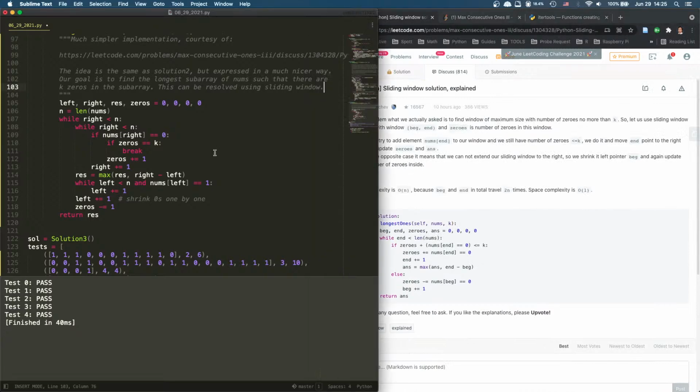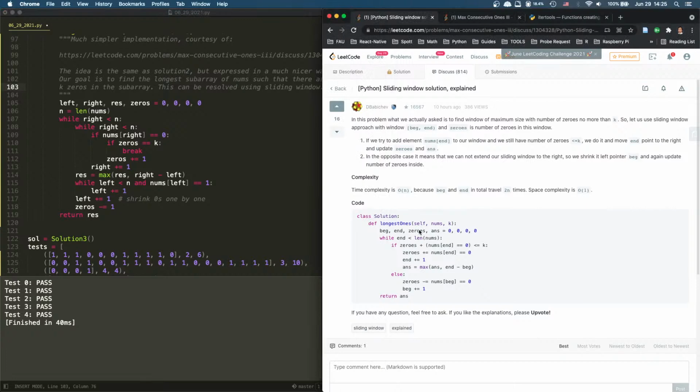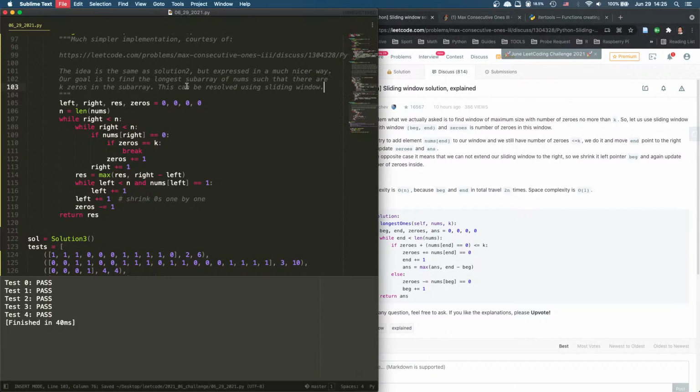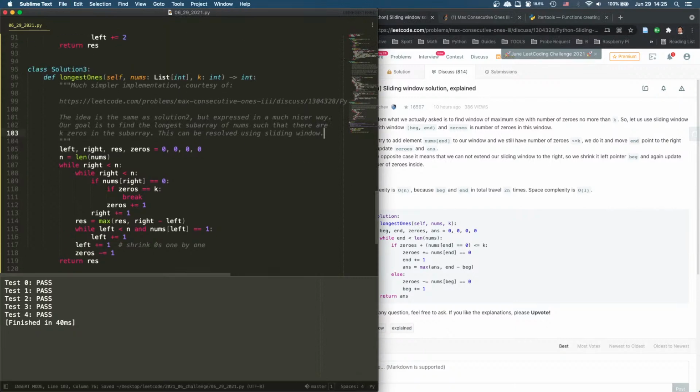Well, that's it. This is not a good implementation. This is a better implementation. I think this is the ideal of sliding window. It's just you go to the right as much as you can. If you cannot, and then you start from the left. Sliding window.